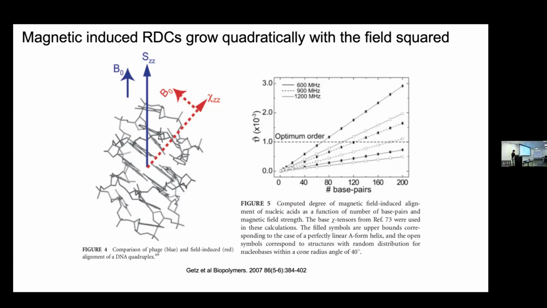You're going to measure 20 hertz RDCs, but the problem, of course, is that you're at 1.2 gigahertz. You have to then measure it again at lower field, which we can do. We can measure on the 400. That's another advantage, by the way, of changing the field. So then you would do another measurement at lower field, and the prediction is that you would get as much alignment as you would have gotten from the ordering medium.